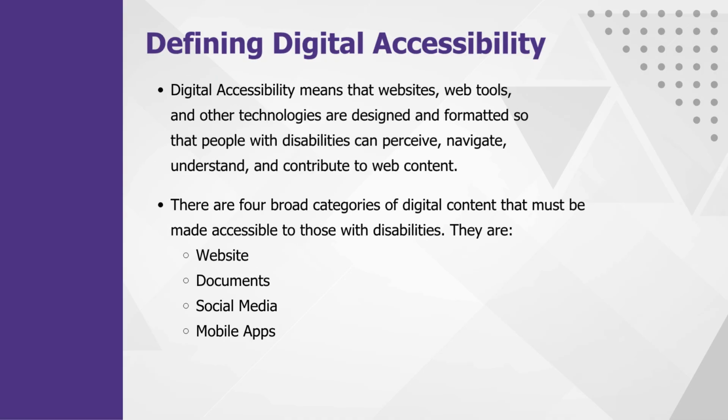So what does digital accessibility mean? Digital accessibility means that websites, web tools, and other technologies are designed and formatted so that people with disabilities can perceive, navigate, understand, and contribute to web content. There are 4 broad categories of digital content that we will cover in this session: websites, digital documents, social media, and mobile apps.